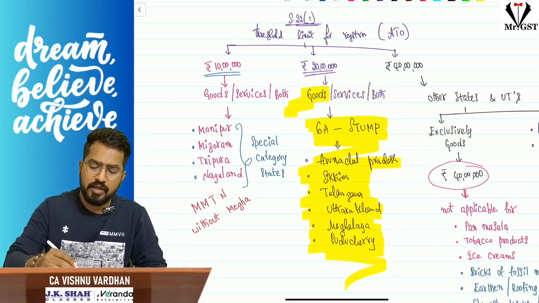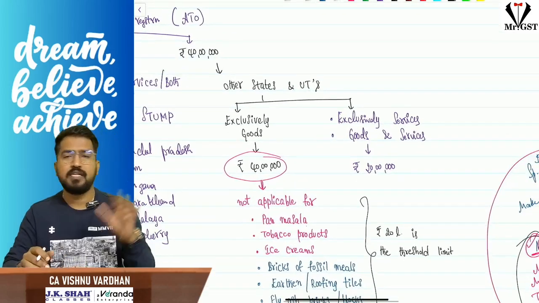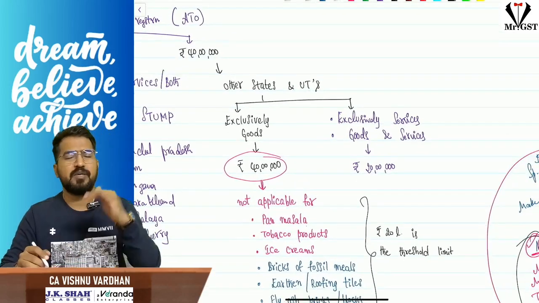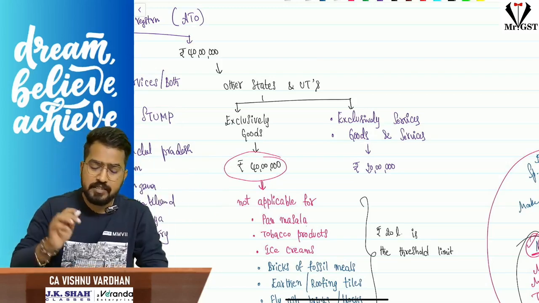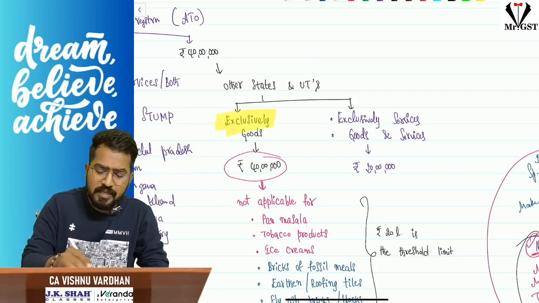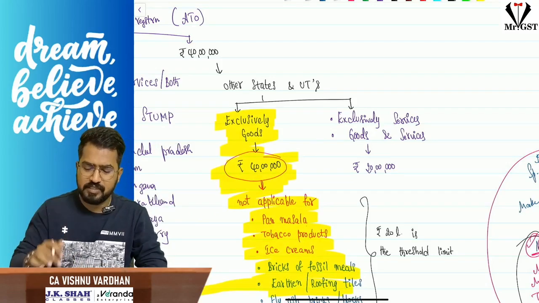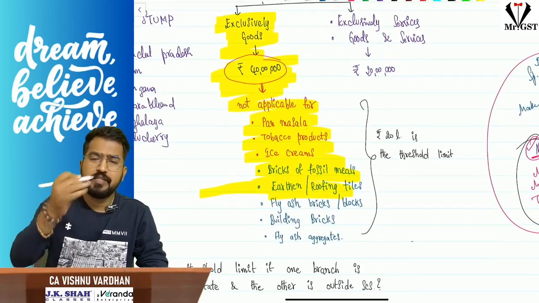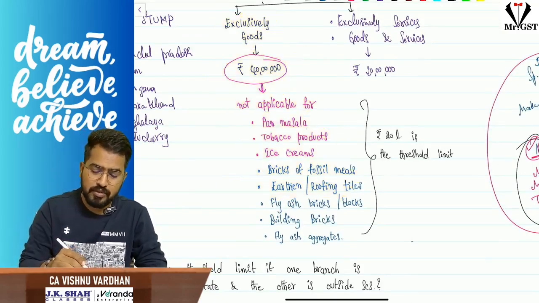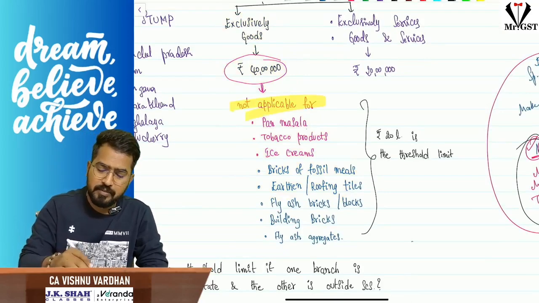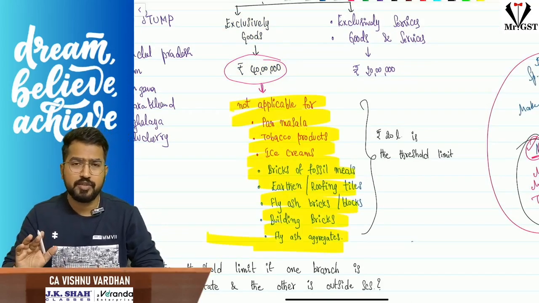Now the balance, all other states, we can bring under the last category. In this, all other states, maybe Tamil Nadu, Andhra Pradesh, Karnataka, Maharashtra, Gujarat, Rajasthan, all these states. If you are exclusively dealing with goods other than pan masala, tobacco, ice cream, aerated waters, all that stuff, it is 40 lakhs. Exclusively dealing with goods other than pan masala, tobacco, ice cream, bricks, all that stuff. Because in those cases it is 20 lakhs only, the 40 lakhs threshold limit is not applicable.